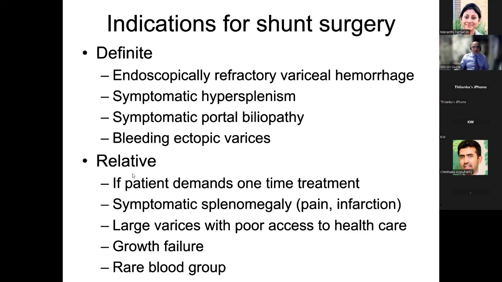But I would say that there is significant morbidity associated with shunt surgery. So I would urge caution before referring anybody to shunt surgery. Use of non-selective beta blockers is a well-established treatment now, and so I think that would be the first line of treatment rather than shunt surgery.